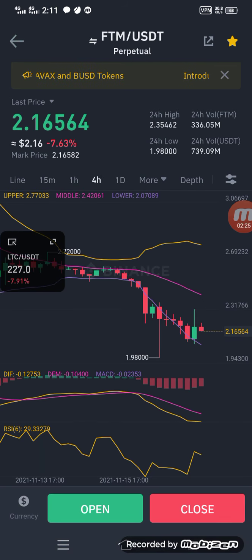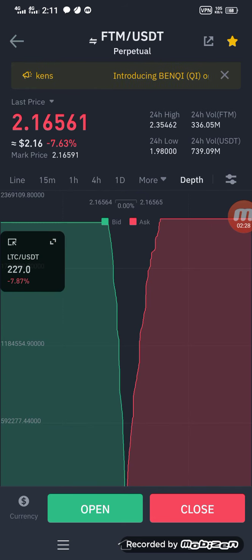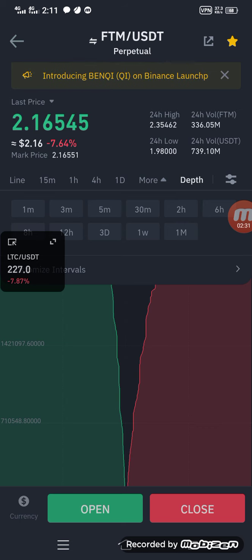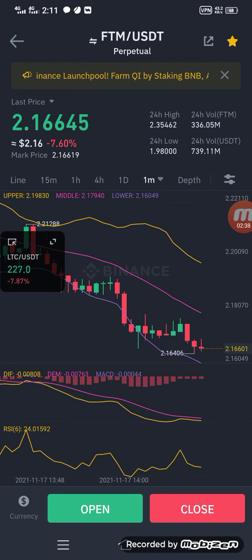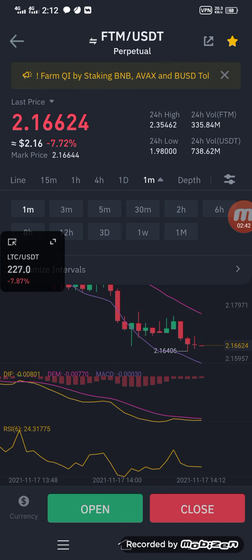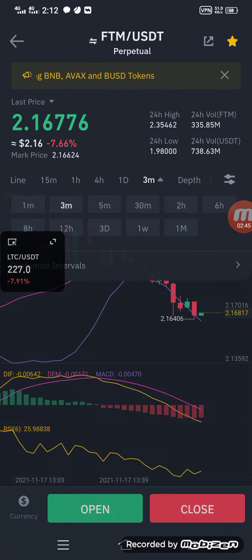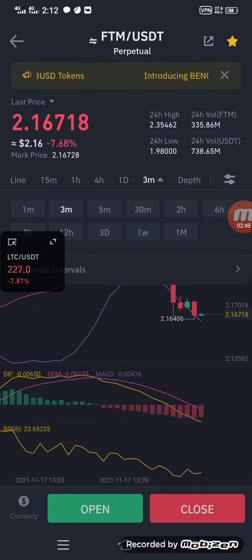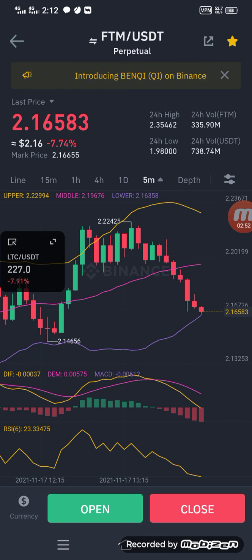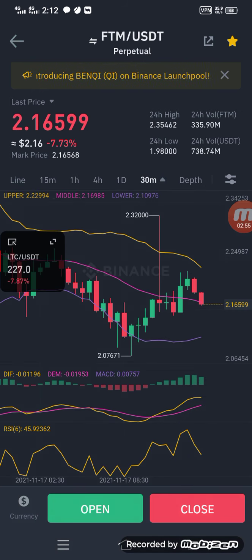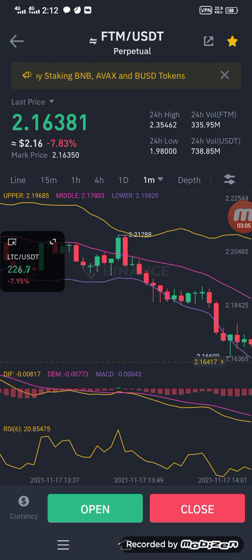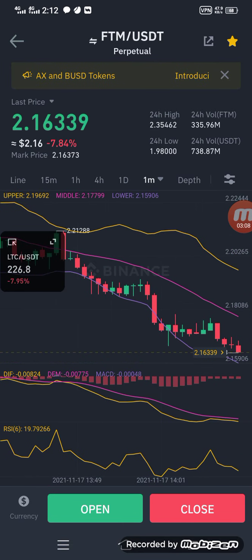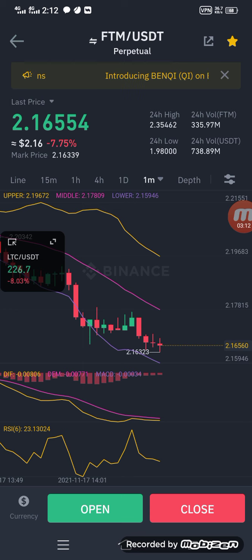The 4 hour RSI is like that, and dip buying and selling are still the same. And if I come over here, buying and selling are the same. On the 1 minute, it looks like a buy, but let's wait. 3 minute is that, 5 minute saying this, 30 minutes saying what. Okay, so I will click still on 1M. Still it's dumping, but it looks to me like it will pump, but it's still dumping. Now we should wait.